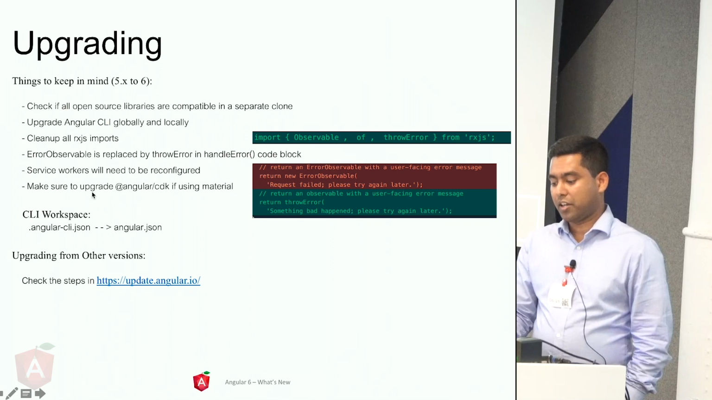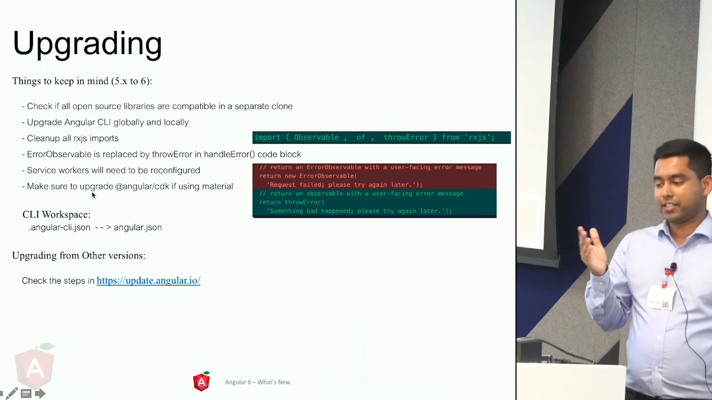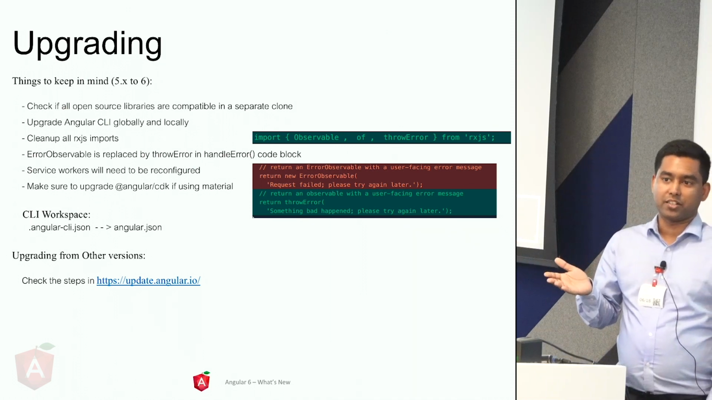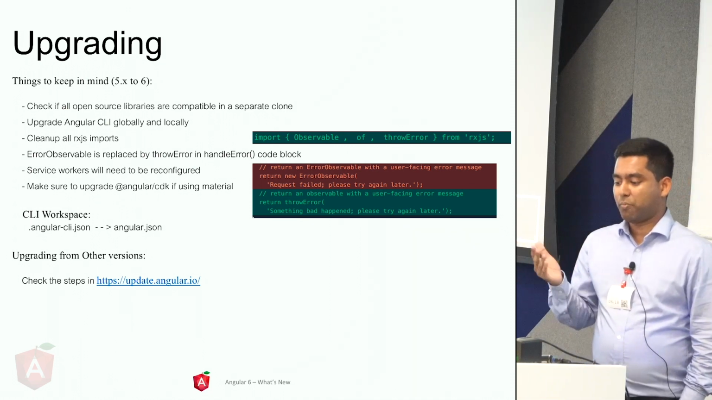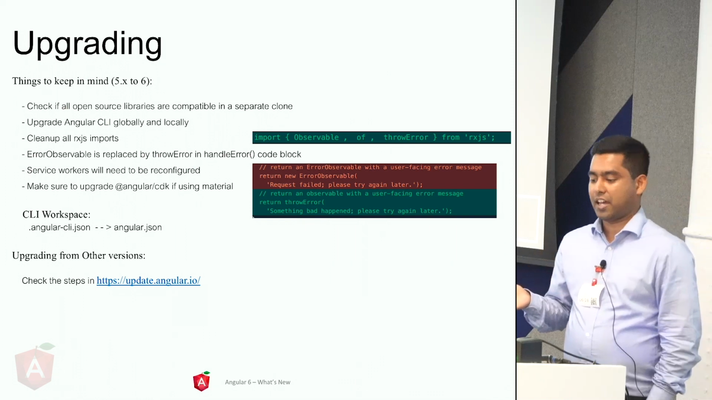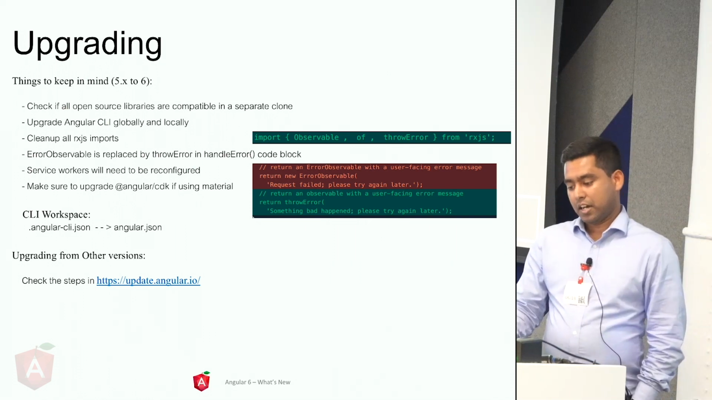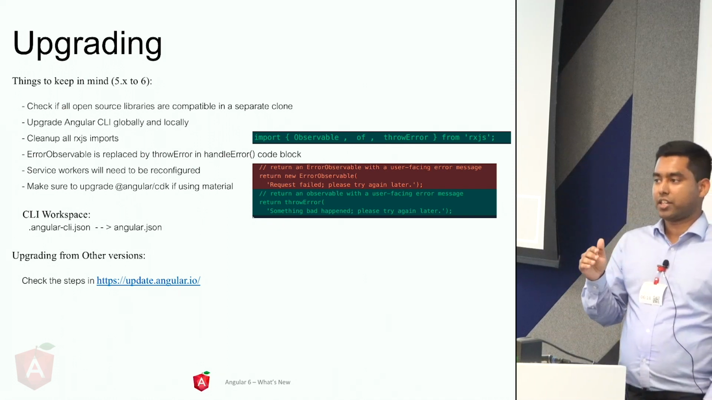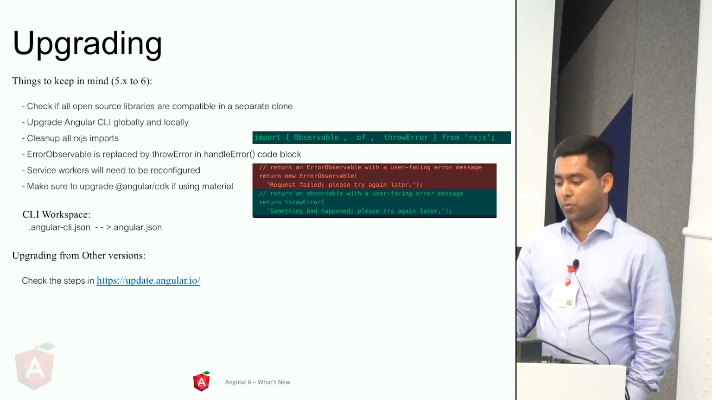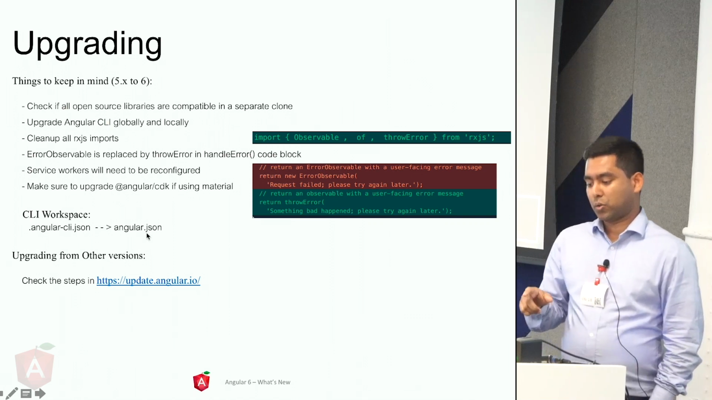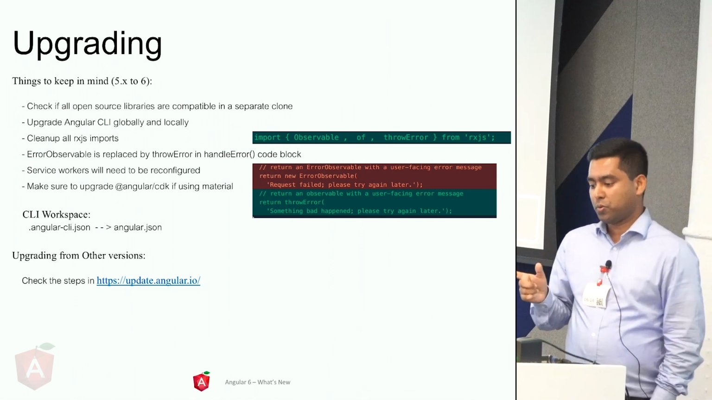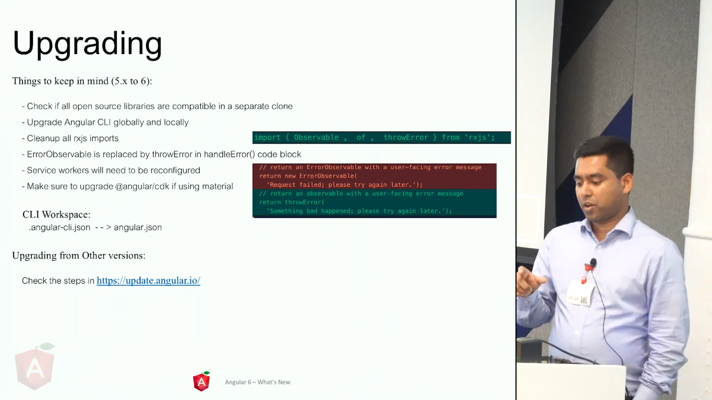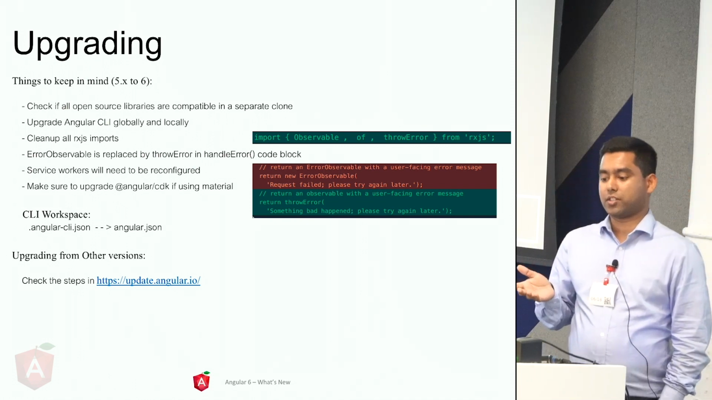And make sure, if you're using Angular Material, that you upgrade the CDK. When I upgraded my Material library, the CDK wasn't upgraded, so that failed. So I had to manually upgrade the Angular CDK, and it started working. Another thing to remember when you're upgrading is that your .angular-cli.json gets turned into angular.json now. You can do that manually too, but there is a command given that automatically transfers everything from angular-cli.json to angular.json.